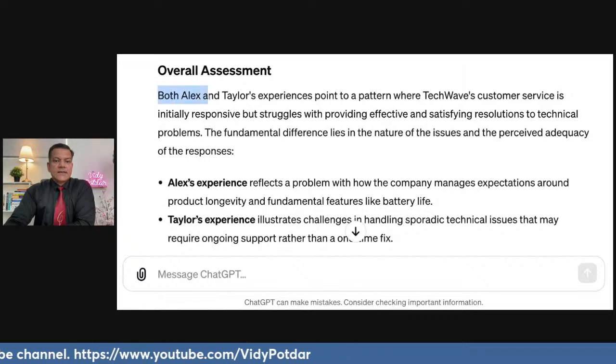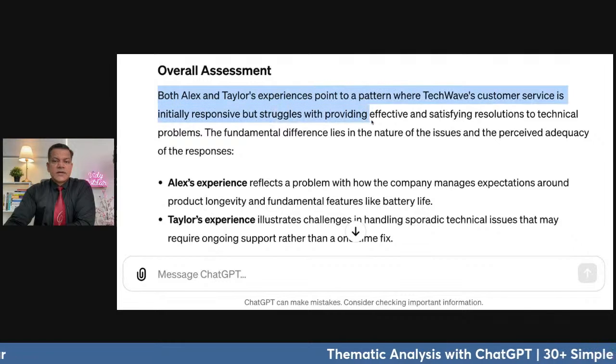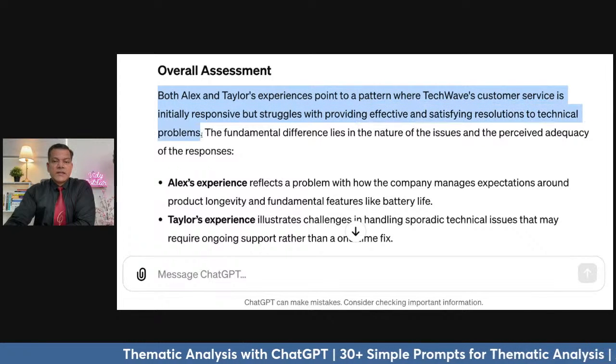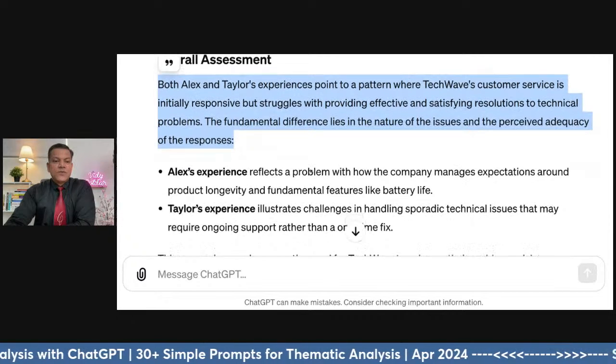So both Alex and Taylor's experiences point to a pattern where TechWave's customer service is initially responsive but struggles to provide effective and satisfying resolutions to technical problems. The fundamental difference lies in the nature of the issue and the perceived adequacy of the responses.